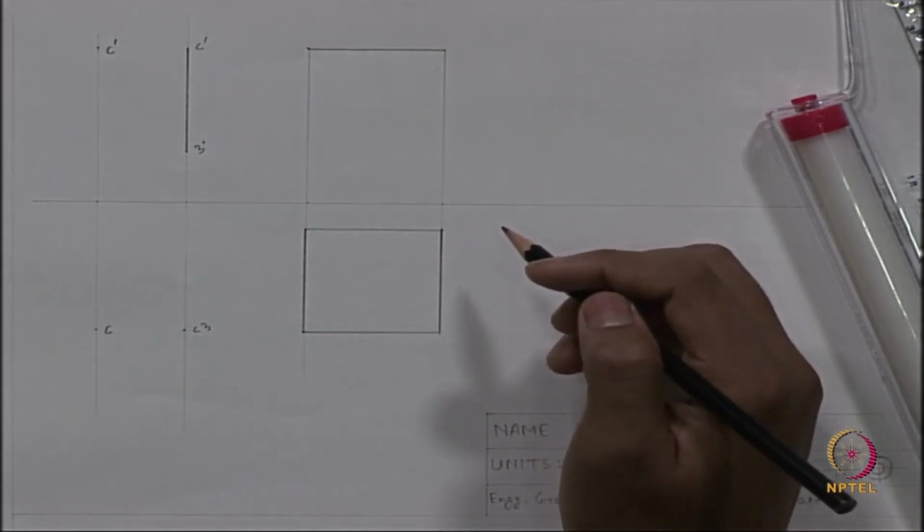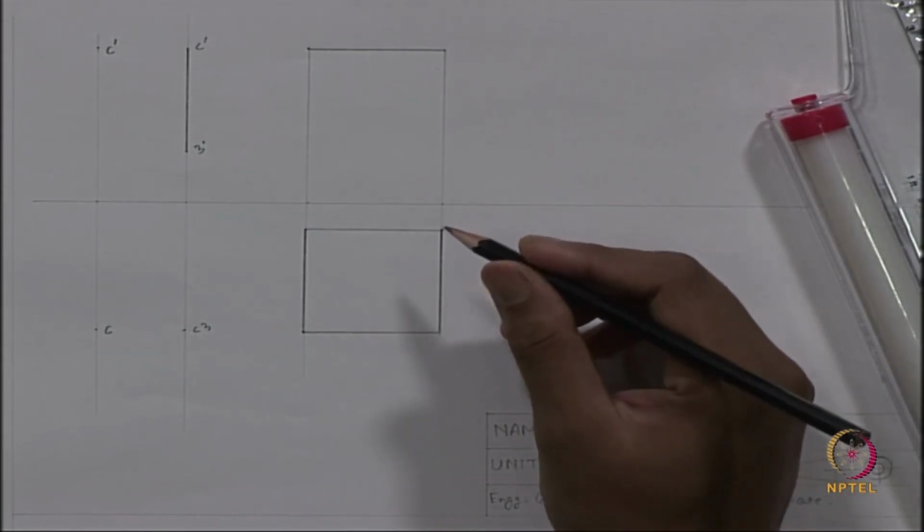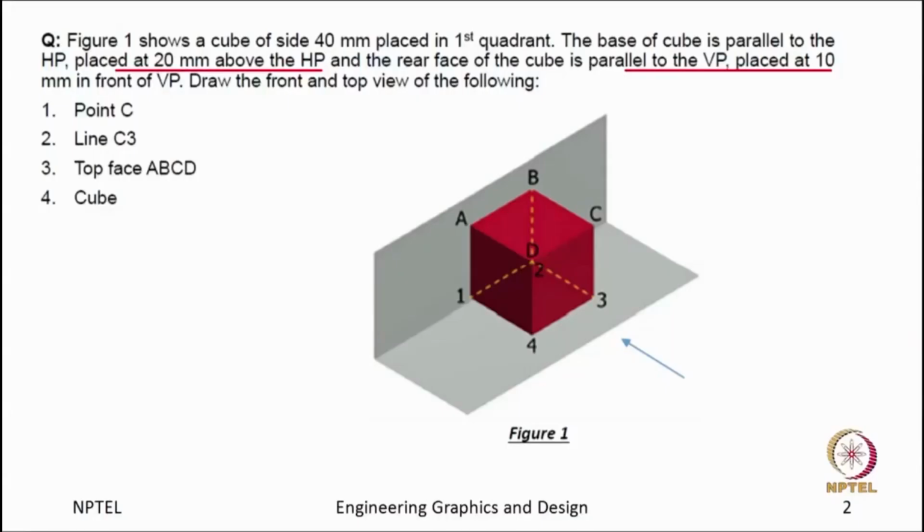Now, we have to put the notation. How we will put? We have seen a line. The left point of the line is DA. How will I decide whether it will be DA or AD? Because I am viewing from the front.